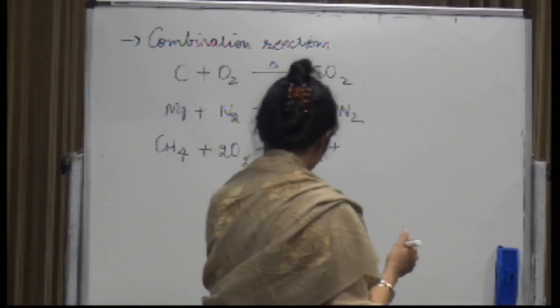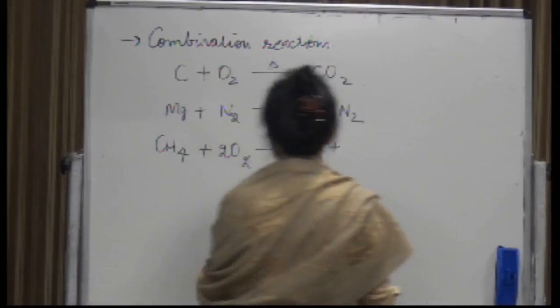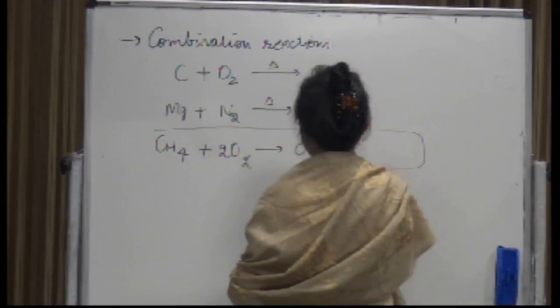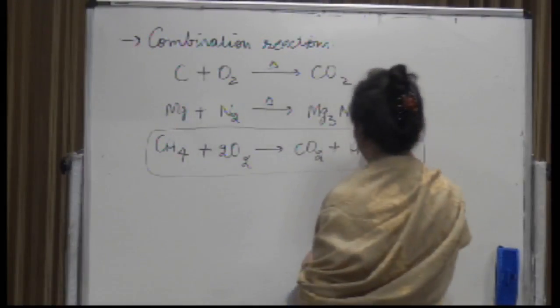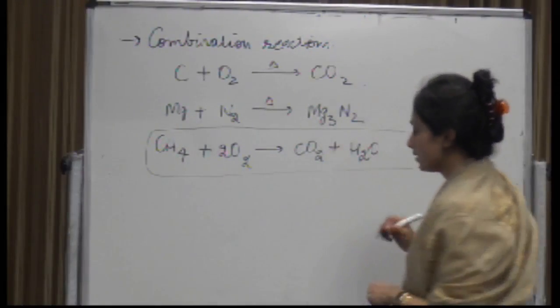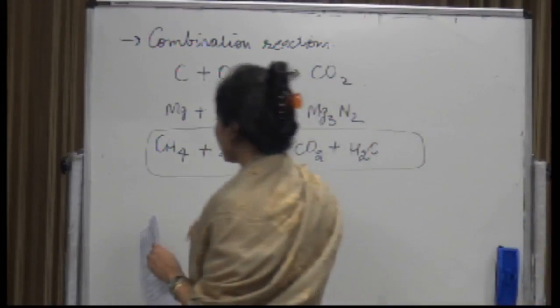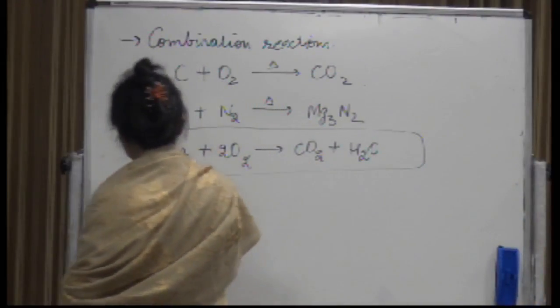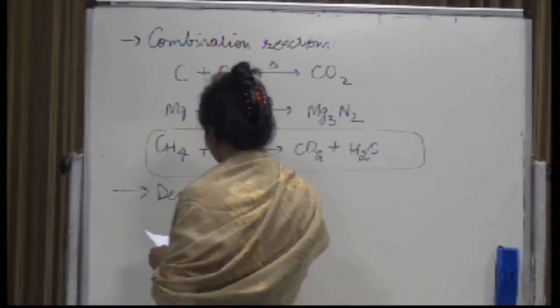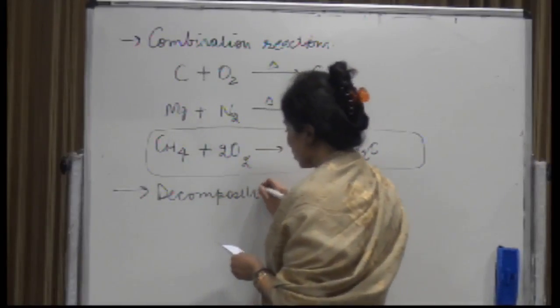Combination is generally to form a single substance. I am just taking it up as a separate example. Plus H2O. Alright, write down the oxidation number in each of the elements. Very simple, you can quickly do it. Then let's talk about the decomposition reactions.